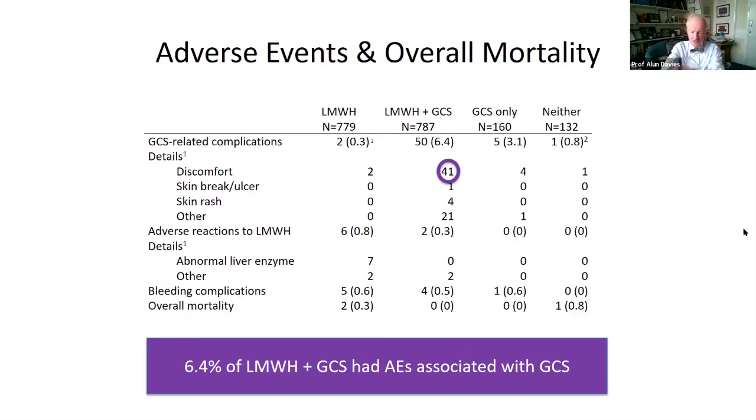If we look at the adverse events, you can see that for low molecular weight heparin and graduated compression stockings, it came up at just around 6.5%. But I think it does have to be acknowledged this was mainly because people did not like wearing their stockings and they were getting discomfort.